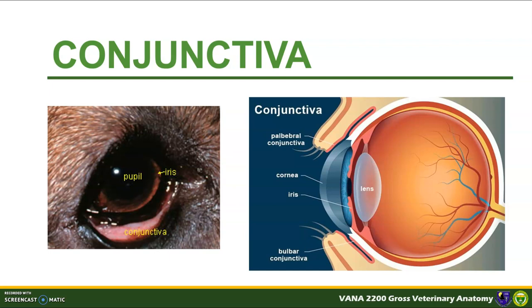For easier visualization, here is a schematic illustration of the eye showing the two types of conjunctiva. Palpebral conjunctiva lines the inner surface of the eyelid, while the bulbar conjunctiva is the reflection of the palpebral conjunctiva into the eyeball.